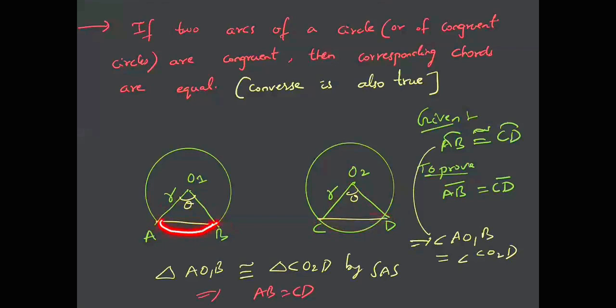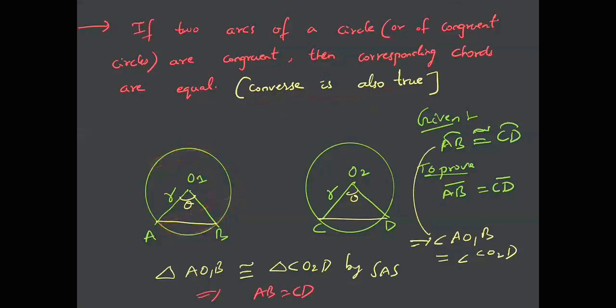If there is one arc AB and another arc CD in the same circle, and if these arcs are congruent, then these two chord lengths are also equal. And the converse is also true. That is, if there are two chords whose chord length is equal, then the arc length is also equal. That is, these arcs are also congruent. So if there are two congruent arcs, then their corresponding chord lengths are equal, and vice versa. That is, if there are two equal chords, then their corresponding arc lengths are also equal. That is, the arcs are congruent. So let us move forward.